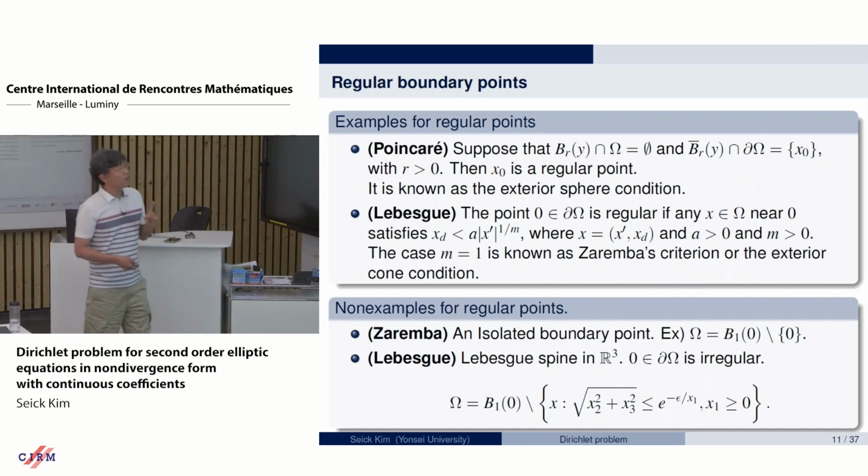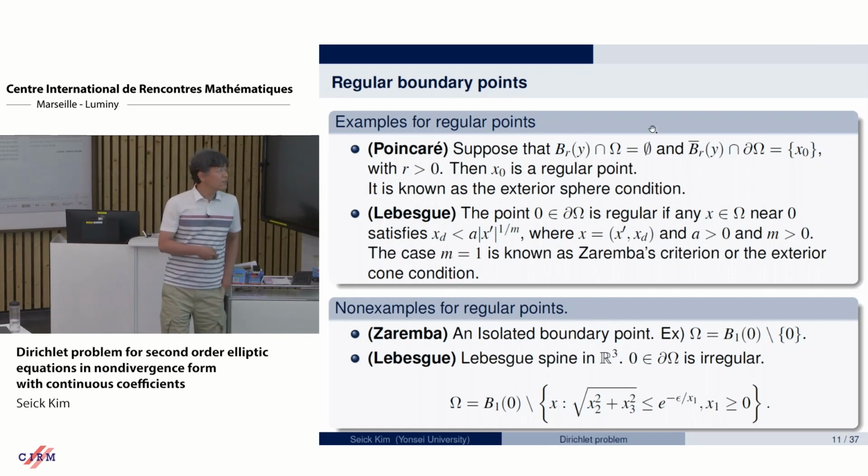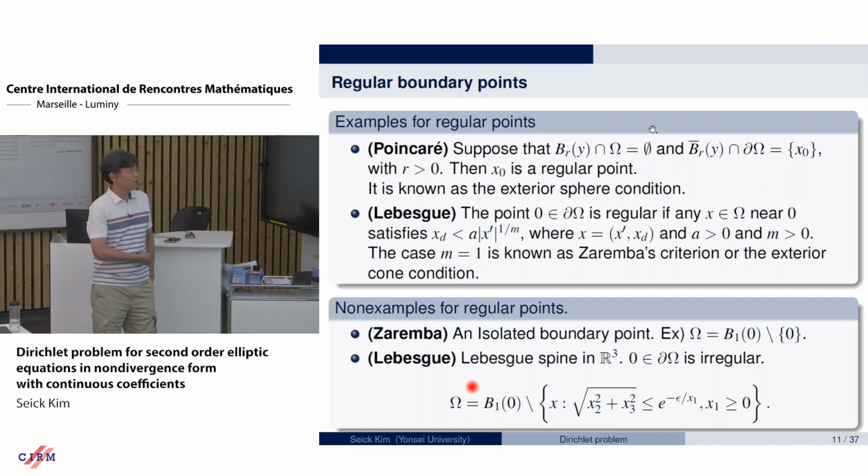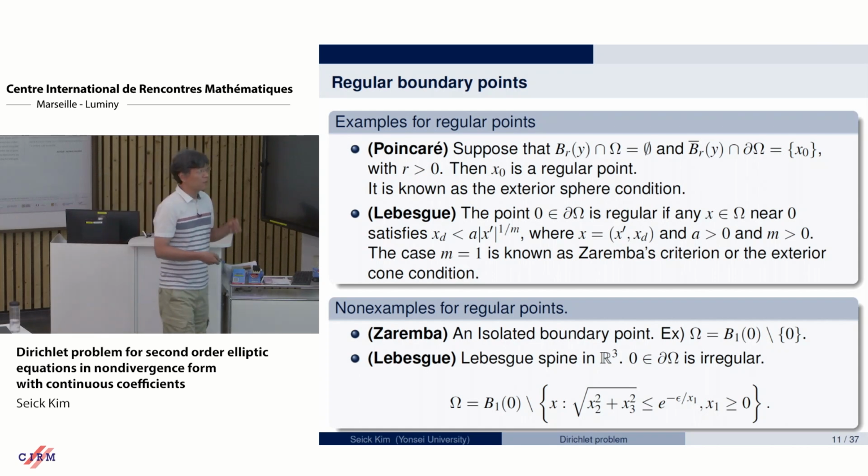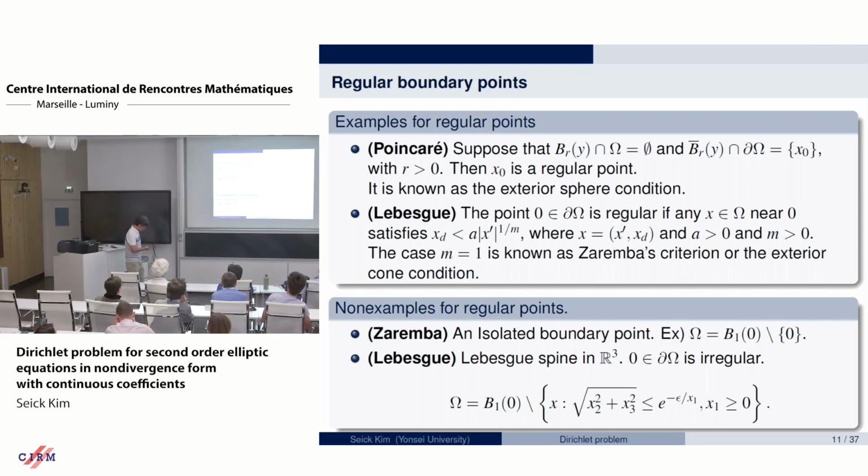But not every point is regular. And the first example was again observed by Zaremba. If you have a disk with the origin removed, then this is an isolated boundary point, and this is not a regular point. But this is isolated. Lebesgue gave an example of a domain which is called the Lebesgue spine.